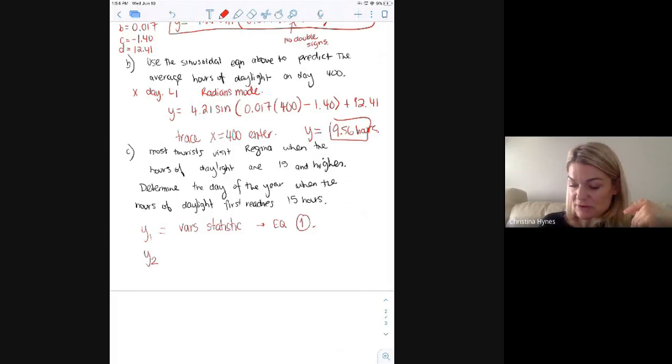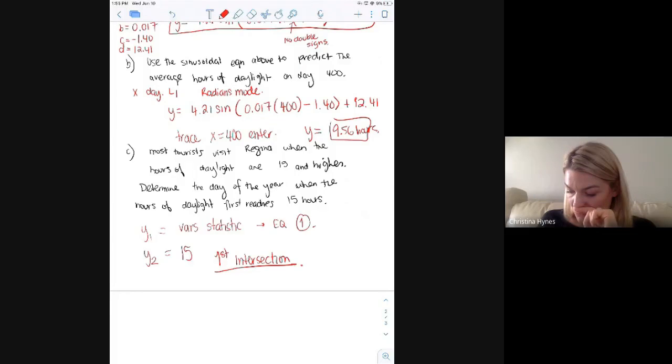But now for this one, they're giving you the hours of daylight. Oh my gosh, the hours of daylight are 15 hours. So they're asking for what day of the year will you reach 15 hours? So you're going to enter Y2 as 15 hours. And then all you need to do is find the intersection, the first intersection, and that would be your solution.